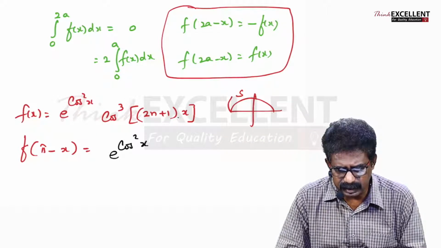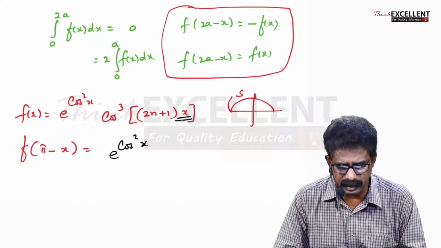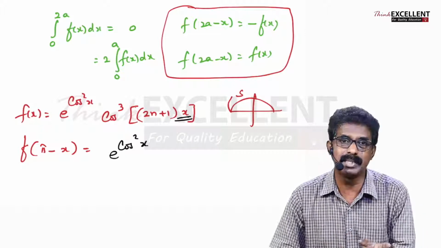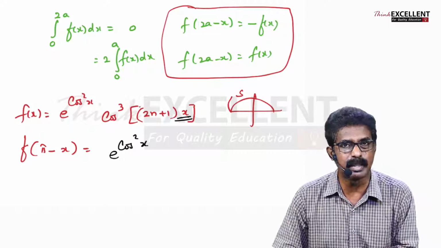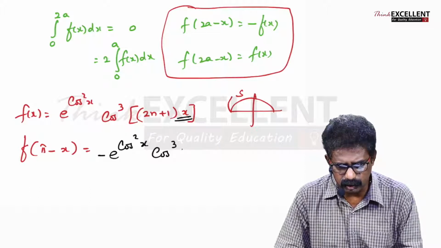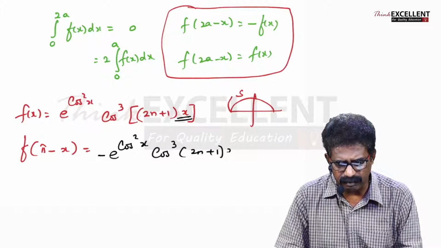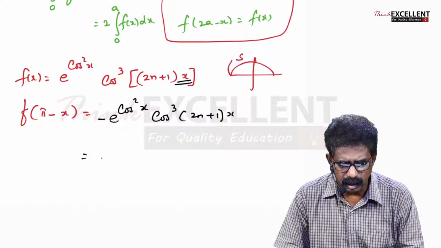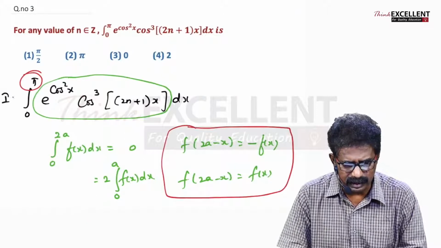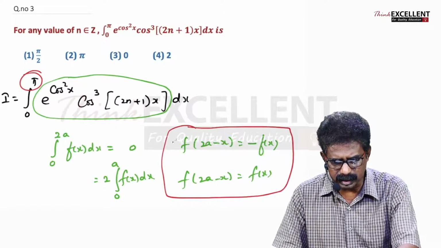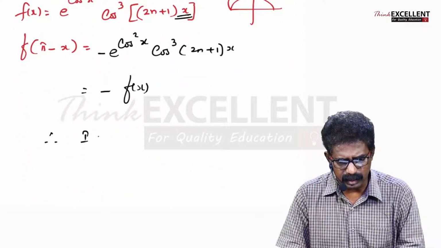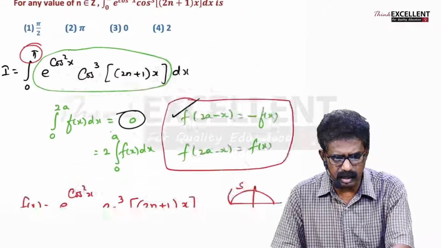But in the second case, instead of x you give 180 minus x. So cos of 180 minus x is what? Minus cos x, but the whole cube is there. So minus 3 times, it becomes minus, right? So overall you will be getting a minus cos cube (2n plus 1) of x. So this is actually minus of f(x). The question I am taking as I. Since this condition is satisfied, your answer is equal to 0. So therefore I equals 0, and that is option number 3.